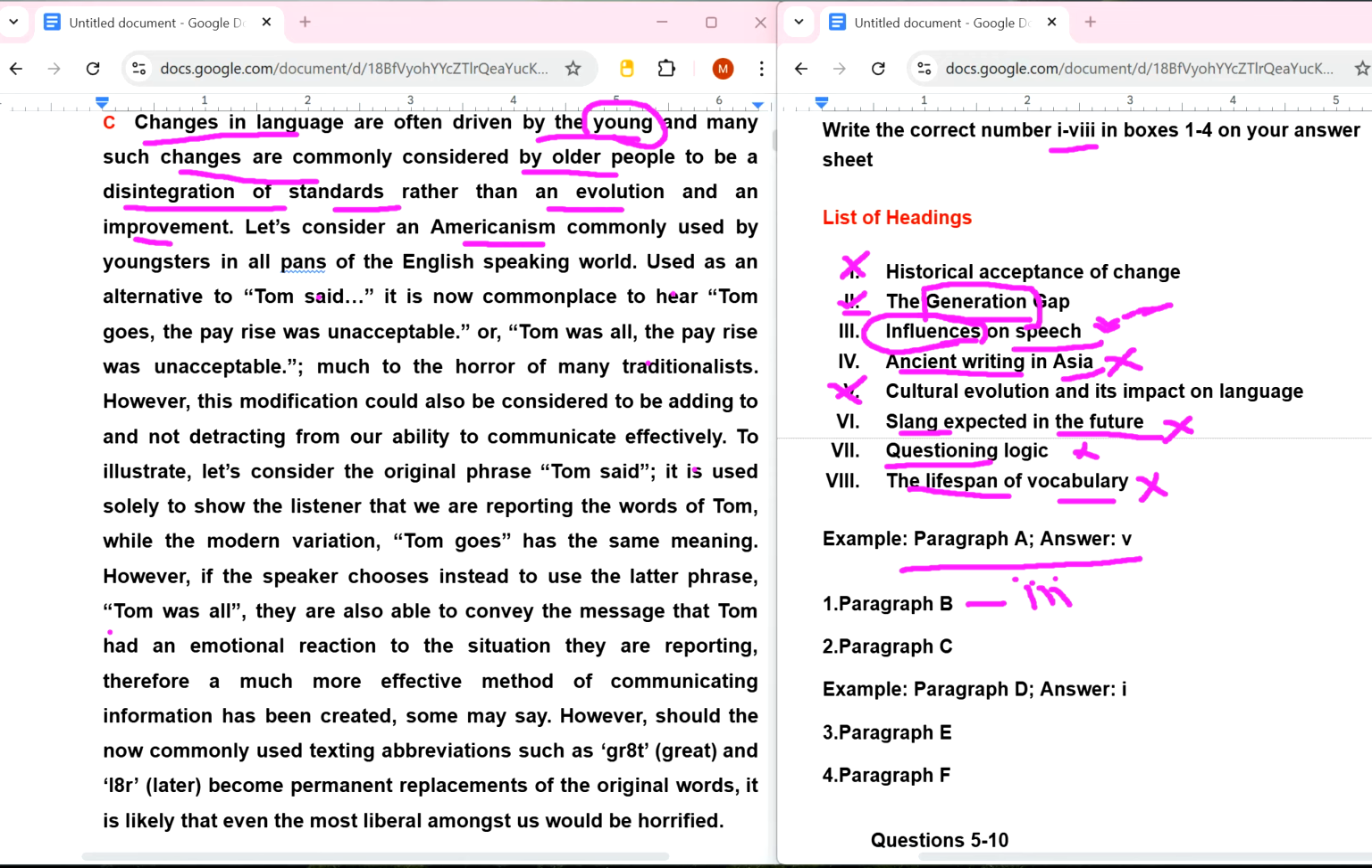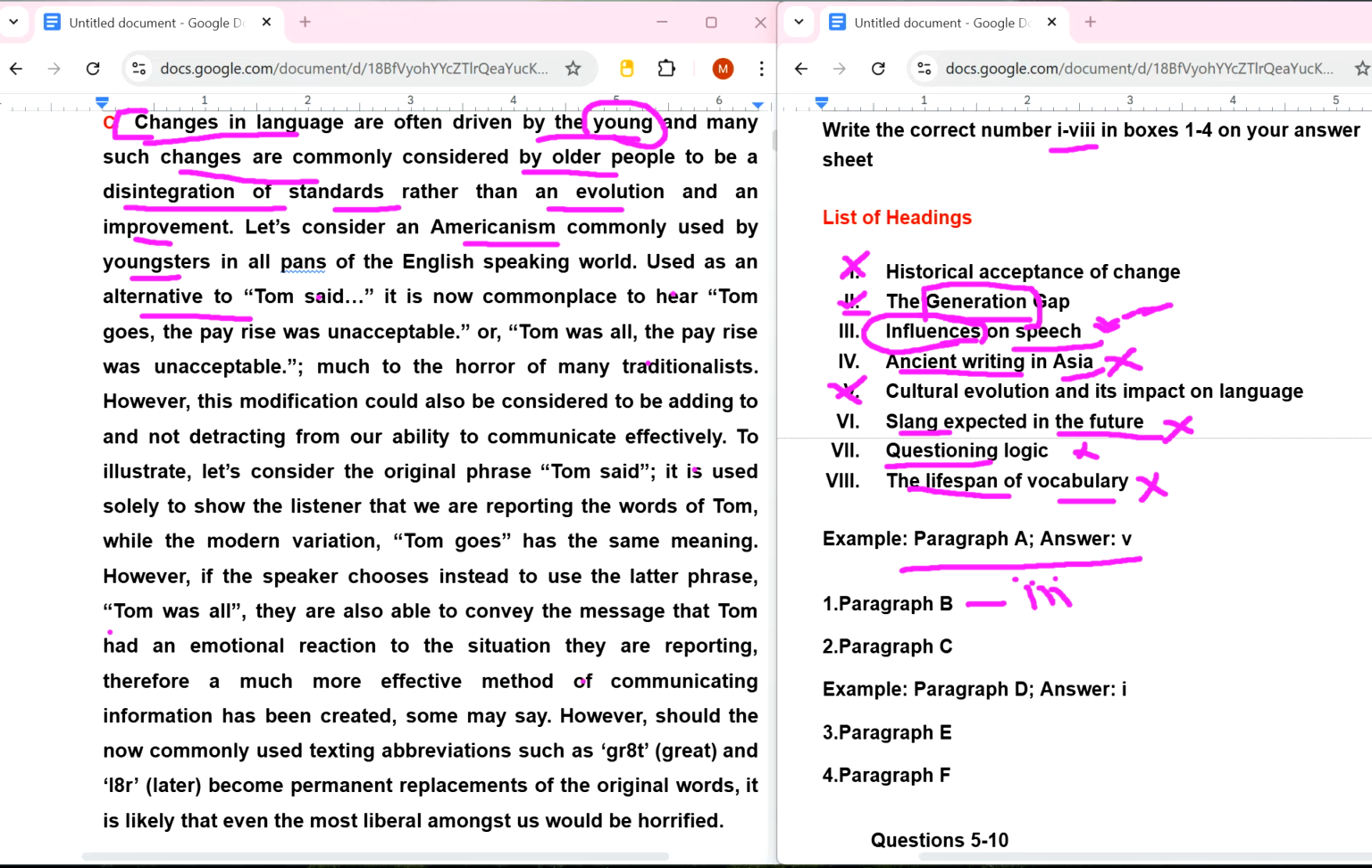Let's consider, commonly used by youngsters, again youngsters used as an alternative. So I will not read the full paragraph, I have got two words, young and older people. So generation gap, this we have already selected. Ancient writing in Asia, nothing is there. Slang, okay. So from the first sentence what I have understood is they are talking about younger people and older people.